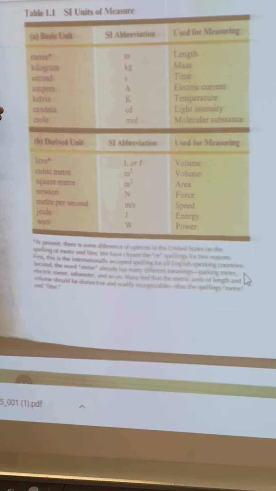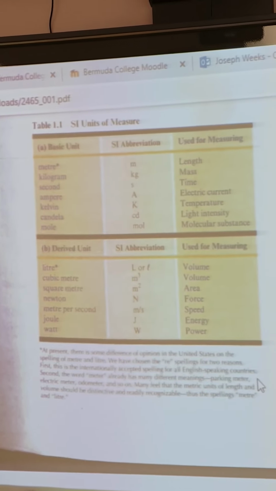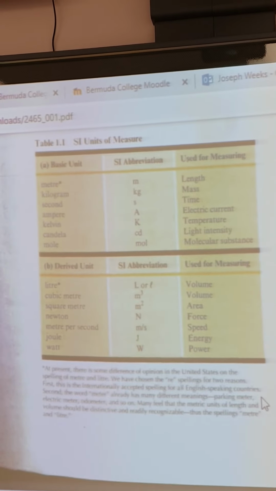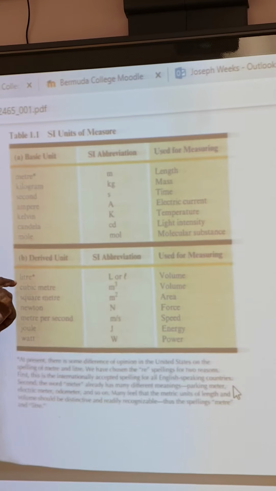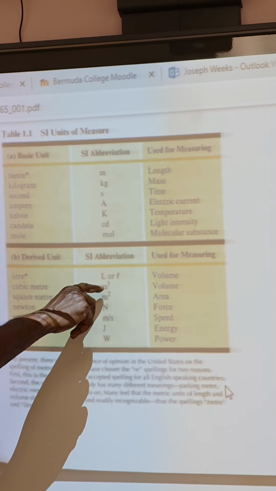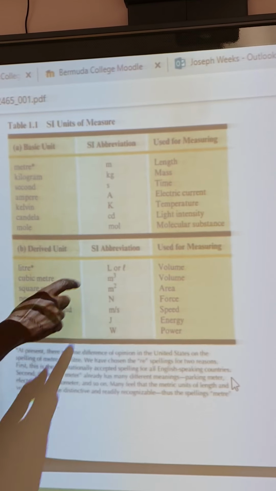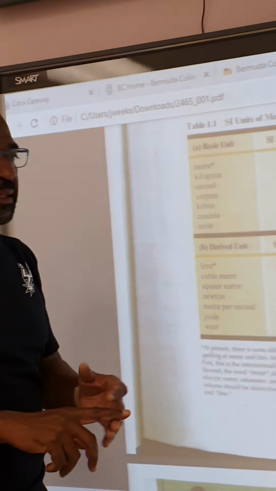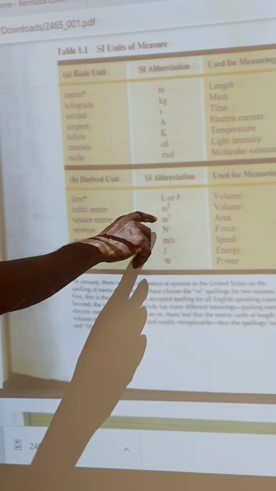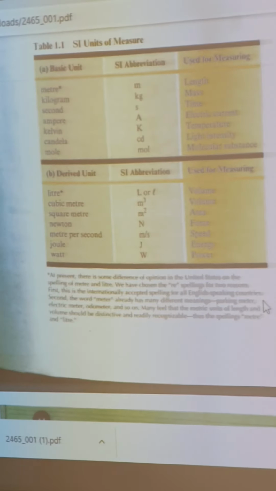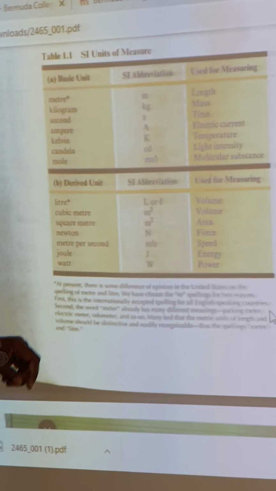So basically, these second units are derived from the 7 basic units. So we have the liter, capital L, that measures the volume. The cubic meter, if you notice, it's m with a 3 in the superscript, because it's length times width times height to get to your volume. That's why it's m to the 3. There's square meters, m to the 2, for measuring the area, length times width, so you're only using 2. That's why it's m to the 2.